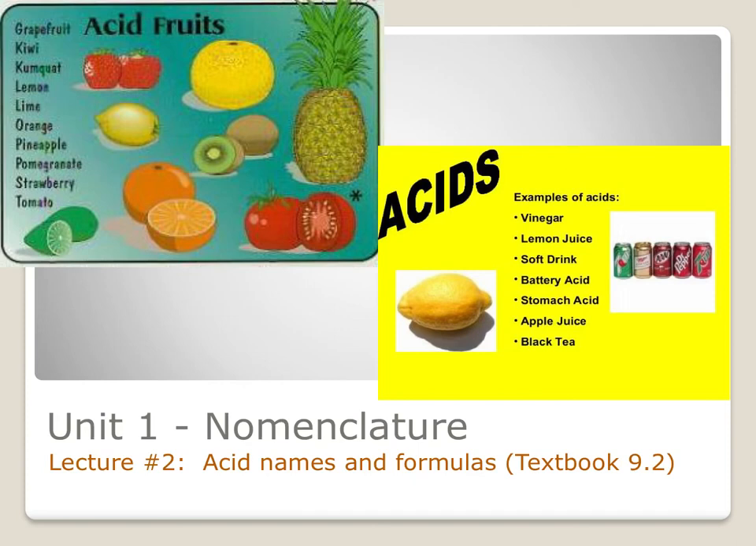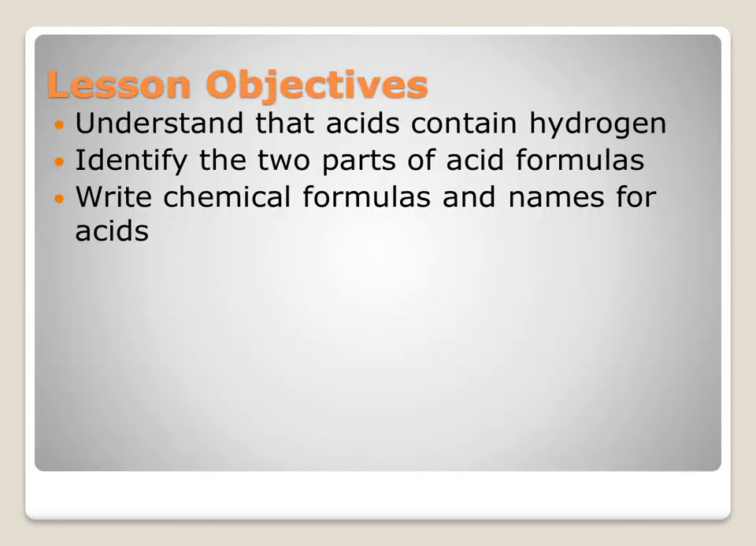In this lecture, we're going to continue with nomenclature, and this time we're going to specifically focus on acids. Your objectives here: understand acids that have hydrogen in them, identify the parts of acid formula, and then just like with ionic, be able to write chemical formulas and names for acids.